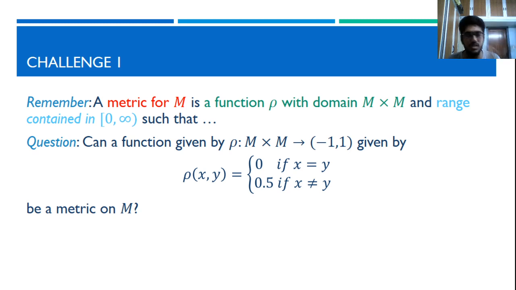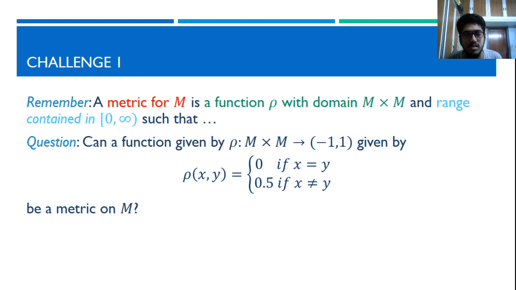So this is the first challenge. Take a moment to think about it. After a minute, leave your thoughts in the chat so that others will also have time to think about it. So let's give it a shot. It depends on the first line in the definition, which says a metric for M is a function rho with domain M cross M and range contained in the closed interval 0 comma infinity, such that, and the definition continues that way.